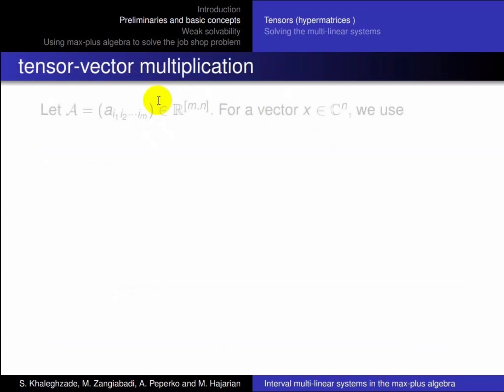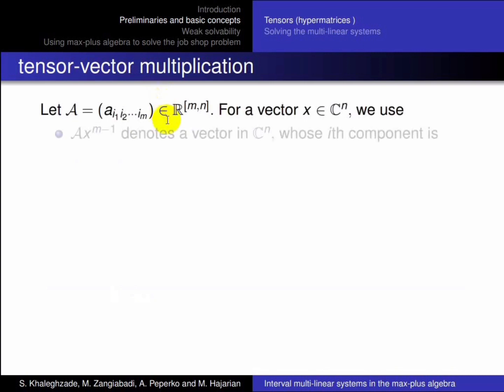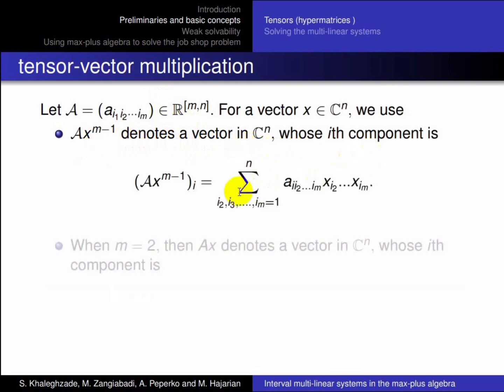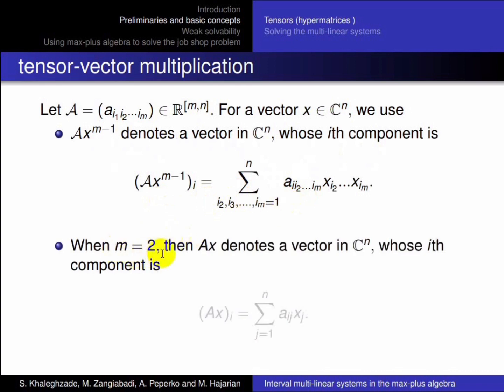Before we tell you about Max-Plus algebra for tensors, let me expand on this point. Let A be an M-order n-dimension tensor, and x a vector in complex vector space. We use this notation to denote a vector whose ith component is given by these equalities, and especially when m equals 2, this notation denotes a vector whose ith component is this equation.